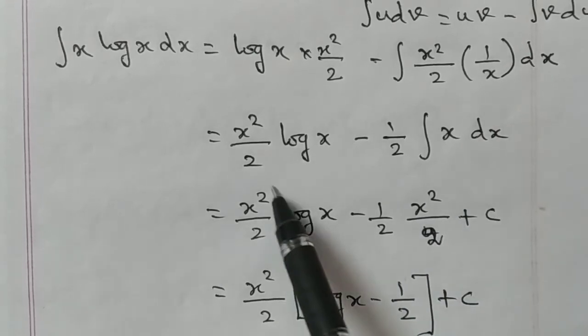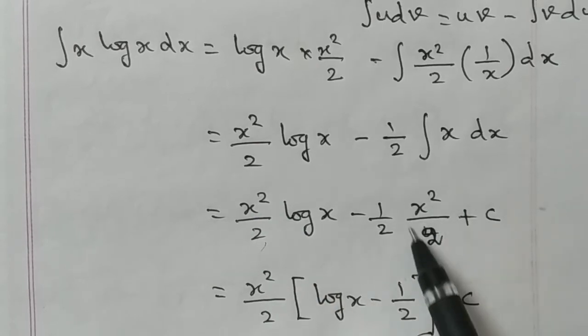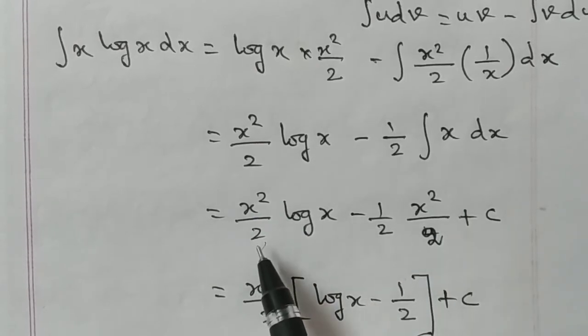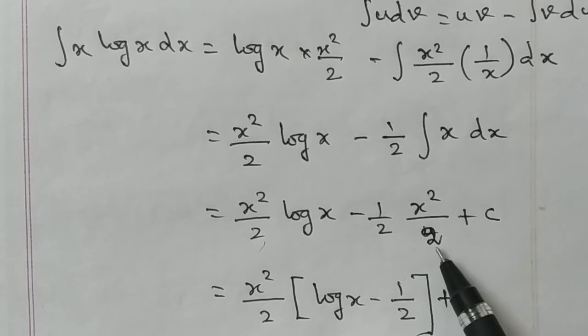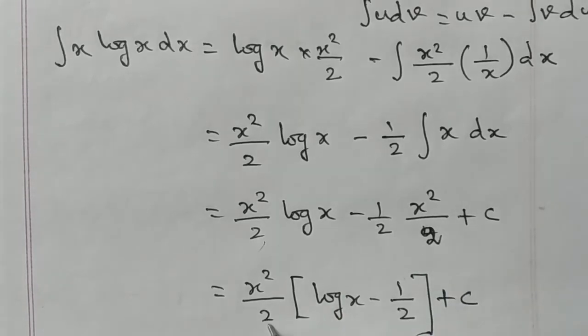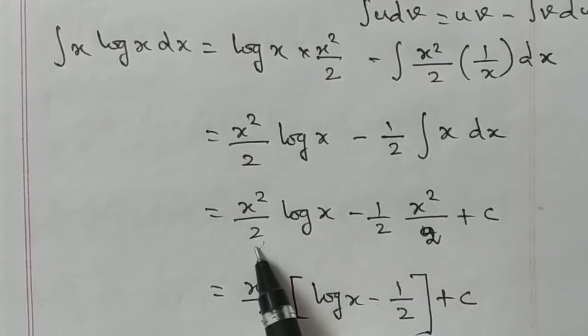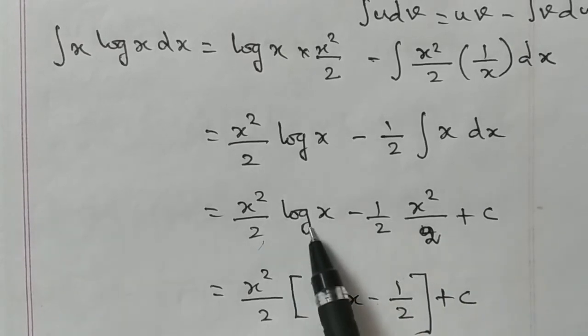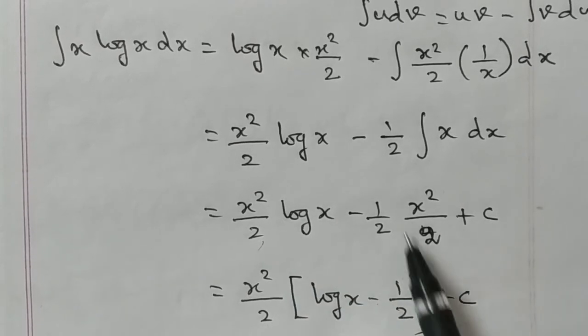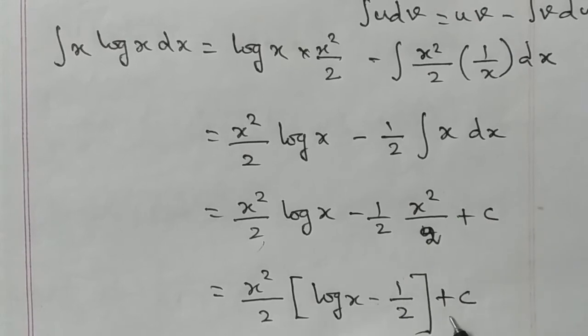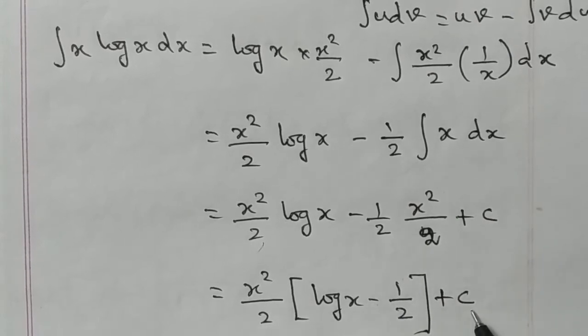Now here also x square by 2, and here also x square by 2, is common. So take it common out. What is the remaining term? Log x minus 1 by 2. So the answer is x square by 2 into log x minus 1 by 2, plus c, where c is the integral constant.